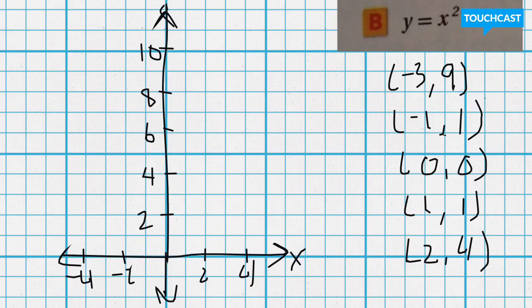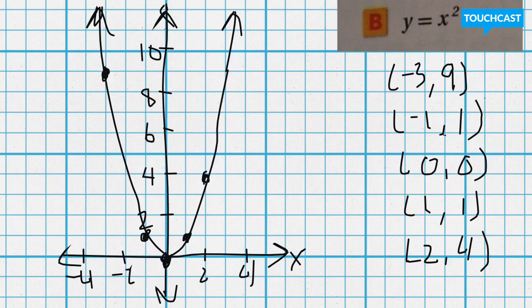So now let's plot these ordered pairs. If I'm looking at the shape of our ordered pairs, this kind of looks like it might be making a U shape. So let's connect the dots with a smooth curve. It indeed does look like it makes a smooth curve, and we've talked about this shape very little, but this shape is called a parabola.